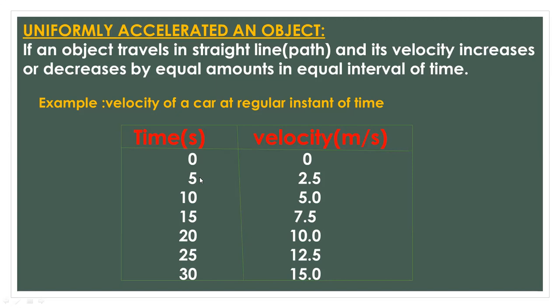Just observe here, your time intervals are 5 seconds each, right? So here the velocity of the object increases by 2.5 meter per second each time. It means in regular intervals of time it covers equal amounts. So that is nothing but a uniformly accelerated object. Okay, students. Right.